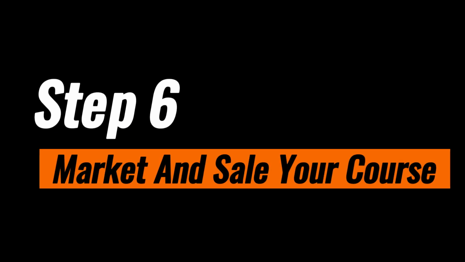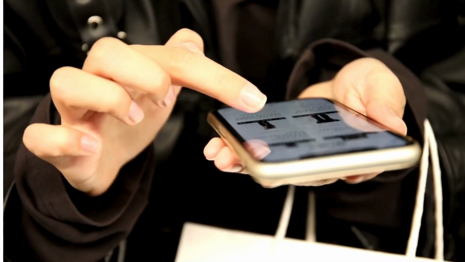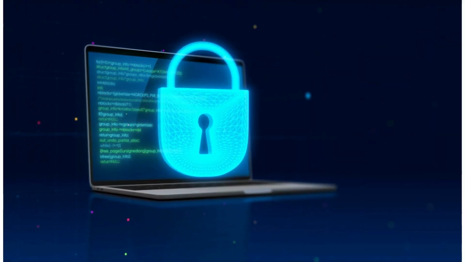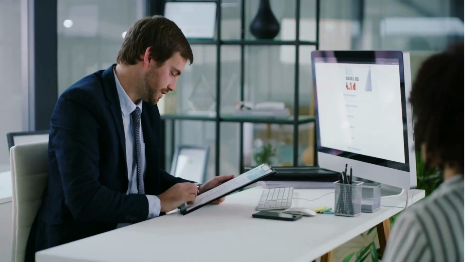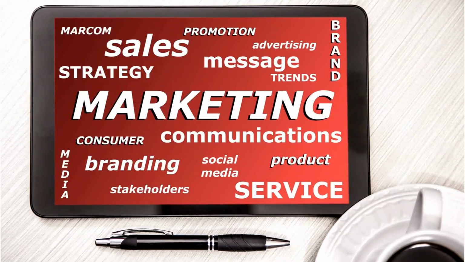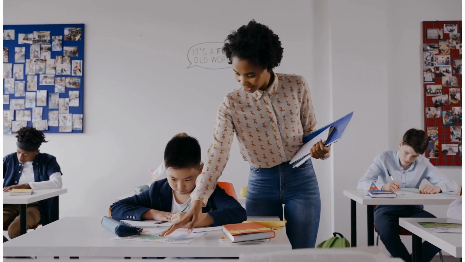Step 6. Market and sell your course. You've created this amazing course, but now you need to get it in front of people. One strategy that works well is to build a community around your course using social media. You can create a private Facebook group where your students can interact with each other and with you. This not only adds value to your course, but also helps with word-of-mouth marketing. If your students feel supported and part of a community, they're more likely to tell others about it.